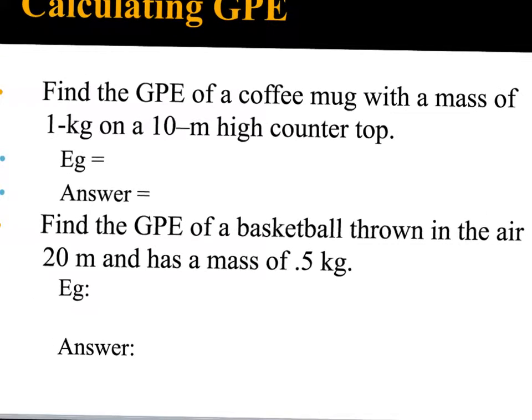All right, so here's a scenario where it says a coffee mug with a mass of 1 kilogram is on a 10-meter high counter. So we know our mass, so once again, I'm going to write this over here. Our mass equals 1 kilogram. We know our height equals 10 meters. And so our formula then is mass times gravity times height. So we know all these variables. The mass is 1, the height is 10, and once again, the g is absent, but we know that's always going to be 10. So it would be 1 times 10 times 10. It is going to be 100.